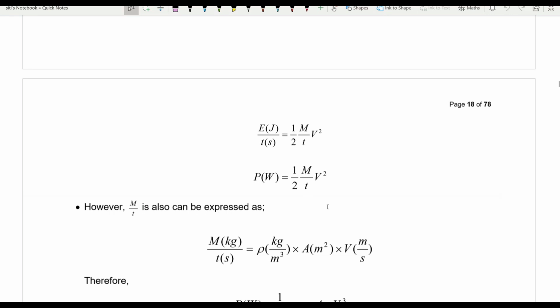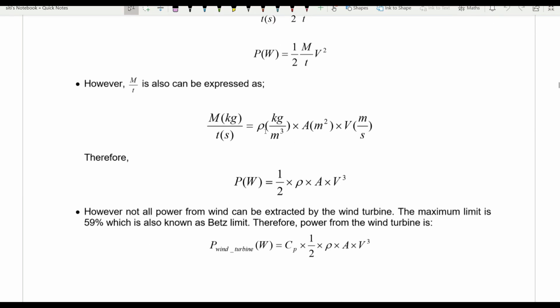However, m over T can also be expressed as m over T equals rho A V. So rho is in kilograms per cubic meter, multiplied with A, the area, multiplied with velocity in meters per second. So the power will be 1 over 2 multiplied with rho multiplied with A multiplied with V to the power of 3. We substitute this equation into this equation and then we get this equation. So it comes from the kinetic energy.